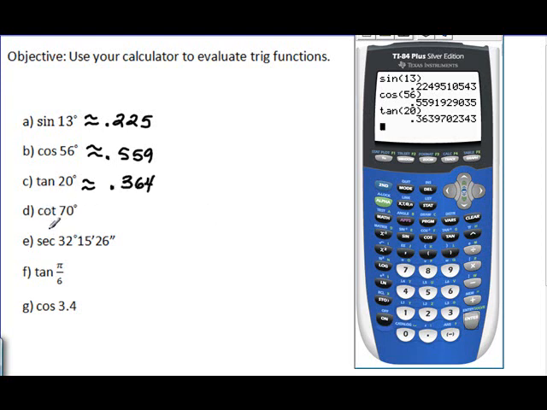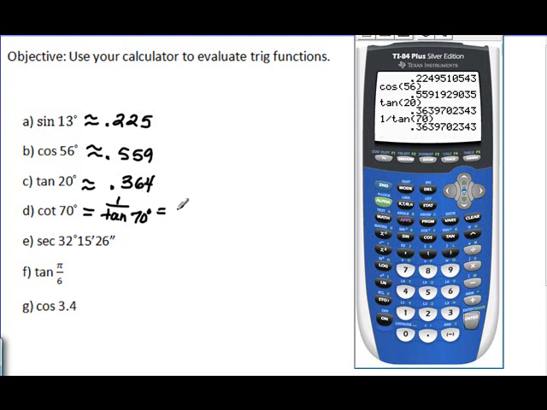Now what about cotangent of 70 degrees? Cotangent is going to be 1 over tangent of 70 degrees. So I'm going to have to enter that as 1 divided by tangent of 70 degrees. And that is 0.364.